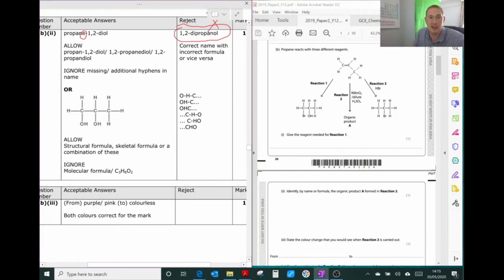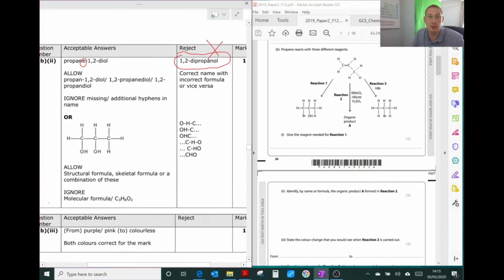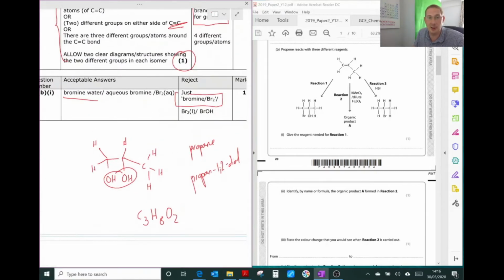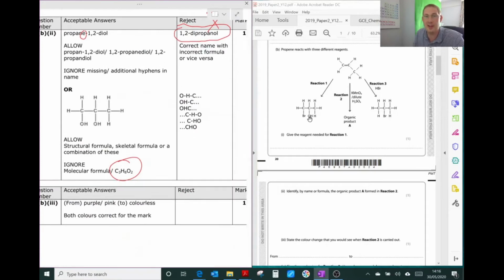Or you were allowed to give the structural formula there. So that's what I've drawn up there. It does say ignore the molecular formula C3H8O2. Luckily, I had done both, so I would have got that mark there.